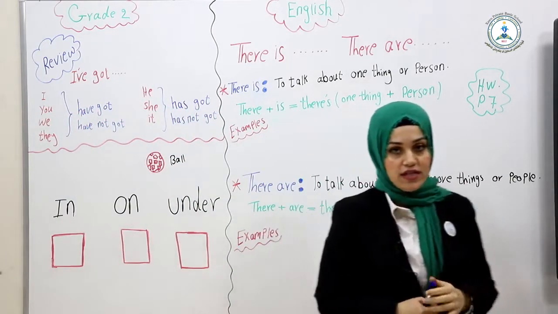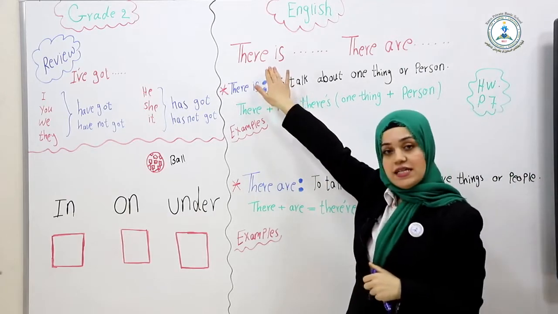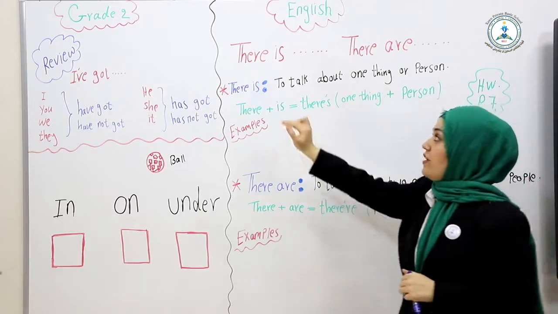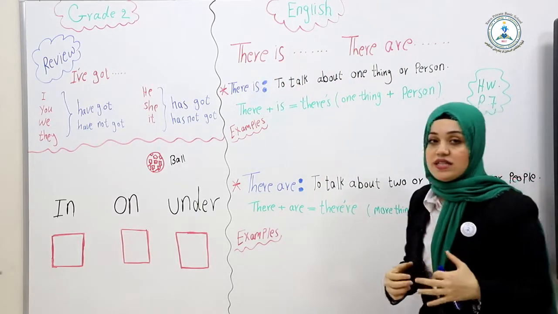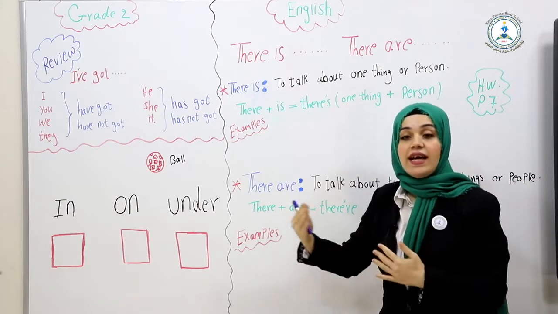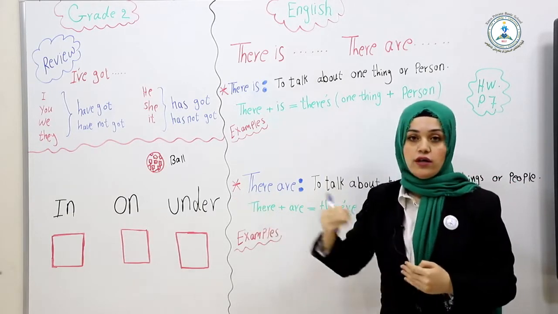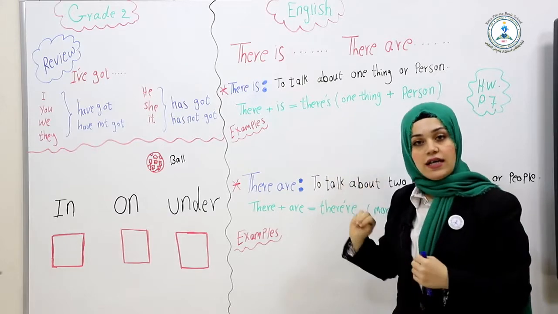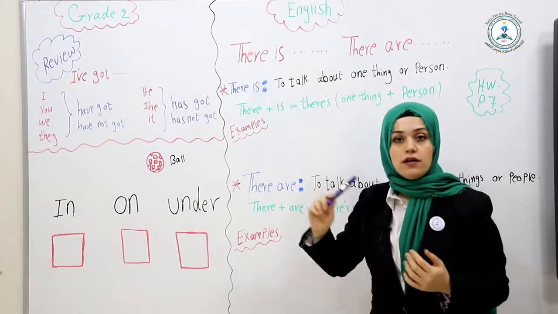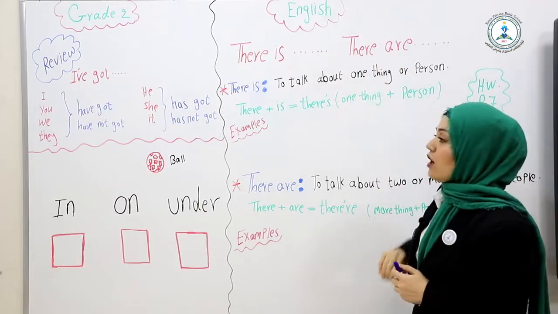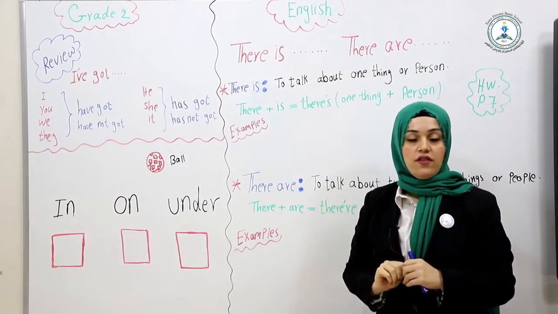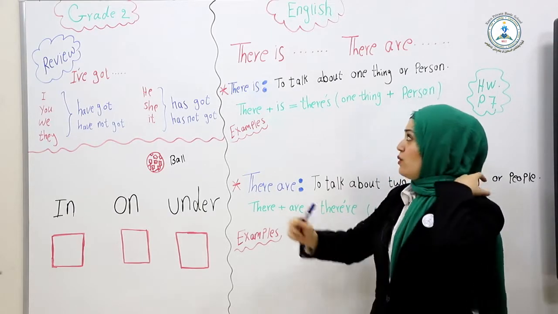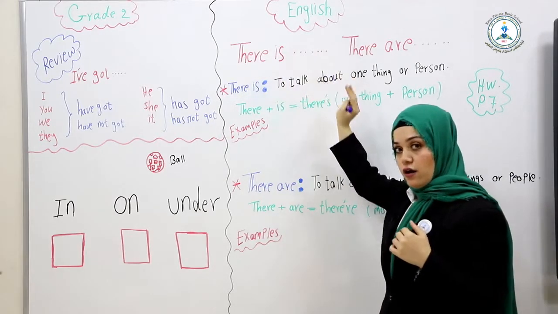So that's a brief review of what we talked about in the last lesson. Today, we have a new lesson, which is there is and there are. What does it mean? There is means ليتي. There is a door. There is a whiteboard. There's a marker. Or we say there are people in the room. There are animals in the zoo. So there is and there are.